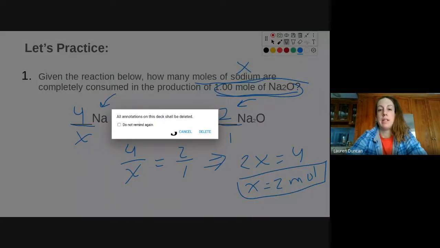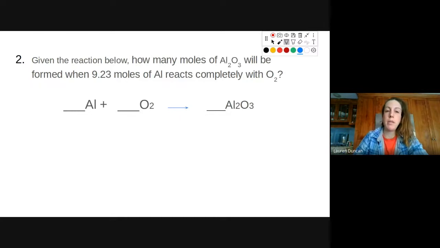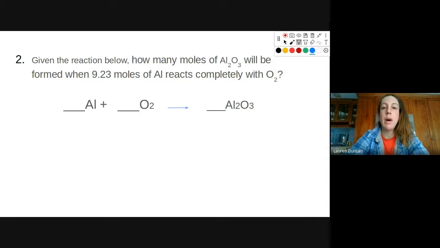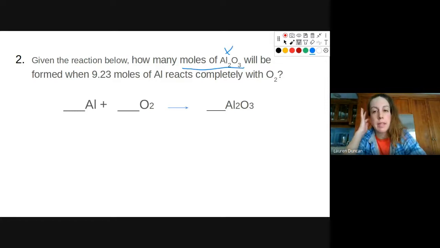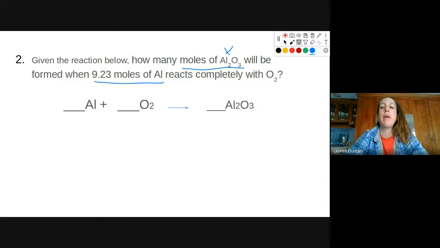All right, last one. This one I think is a little bit harder to see with logic, definitely harder, but I bet some of you can still do it. This one says, given the reaction below, how many moles of aluminum oxide, Al2O3, that's my X, will be formed when 9.23 moles of aluminum reacts completely with O2?